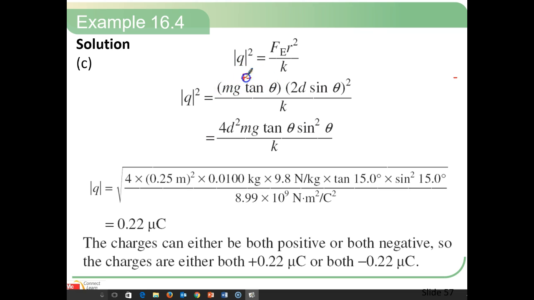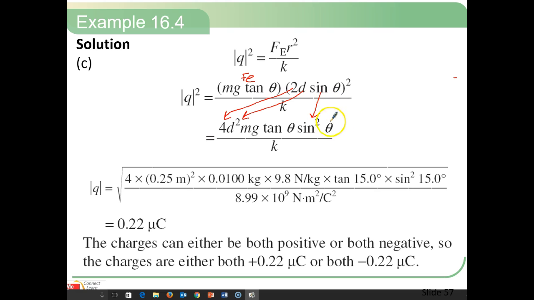FE is equal to mg tangent of the angle. We said R was 2d sine of the angle. We've got to square it. That's all over K. We're going to simplify a little bit. We're going to multiply everything here. We're going to square everything on this side. So the 2 becomes 4. The d becomes d squared. Sine squared.